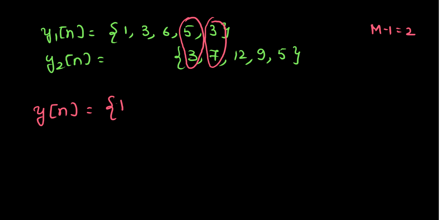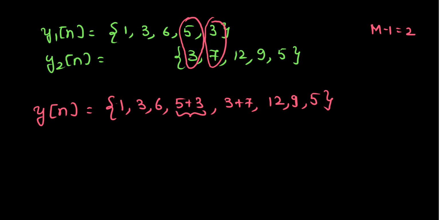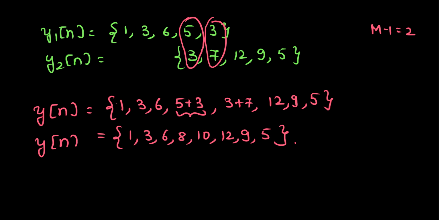from y1 of n the values 1, 3 and 6 remain as they are, whereas here we have 5 plus 3, then we have 3 plus 7, then we have 12, 9 and 5. So therefore the final output that we obtain is 1, 3, 6, 8, 10, 12, 9 and 5. So this is the output, or the final y of n, or the final filtered output that we obtain using the overlap and add method.